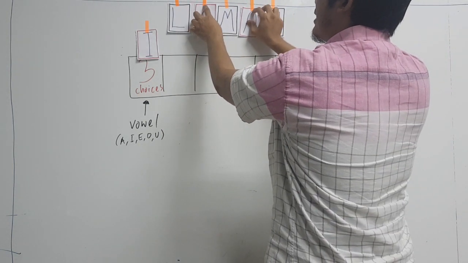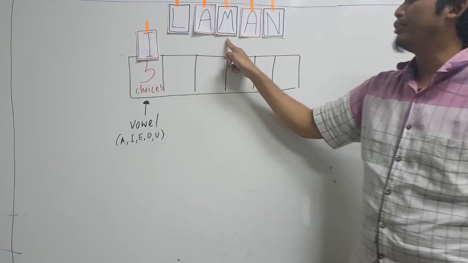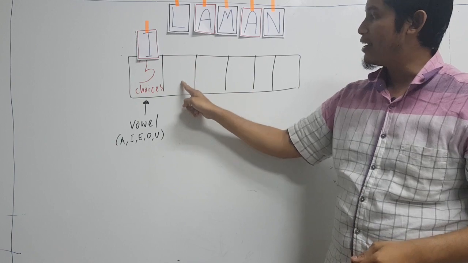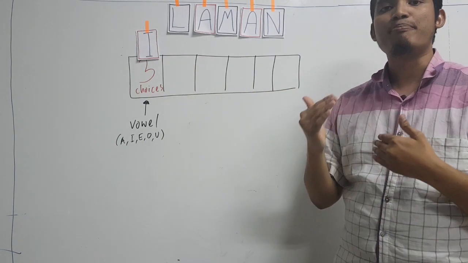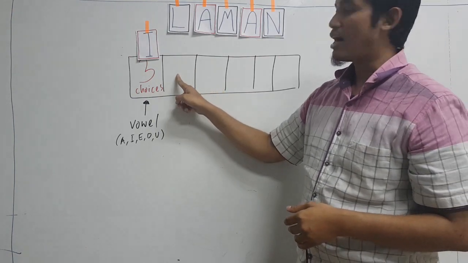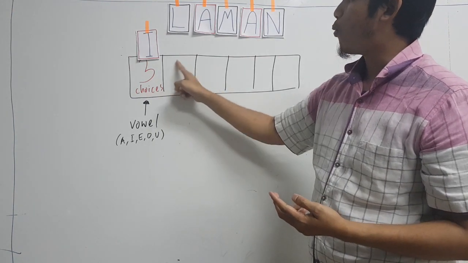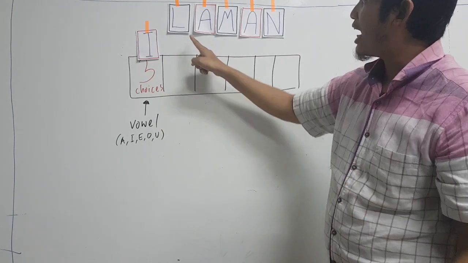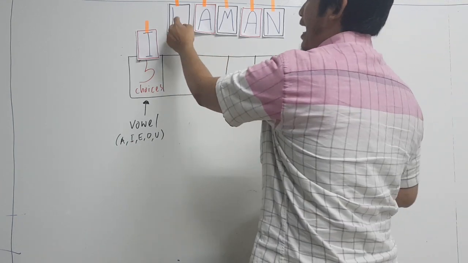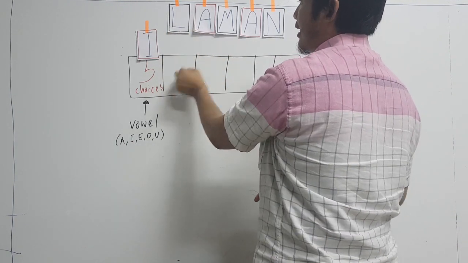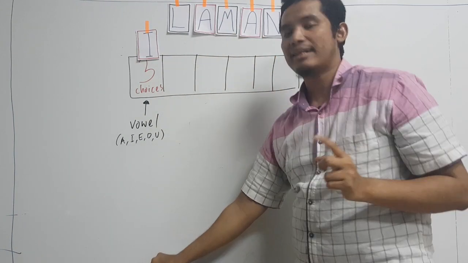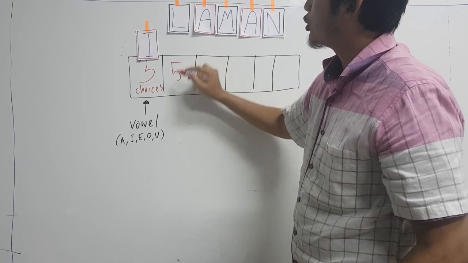Now, how many letters are left? 1, 2, 3, 4, 5. 5 more letters are left to be filled in the 5 remaining boxes. So we start from the second box. What letter can we put here? Because we have 5 letters left, we can put L here, A also can, M also, A also, and N also can be put here. Meaning that we have 5 choices here.